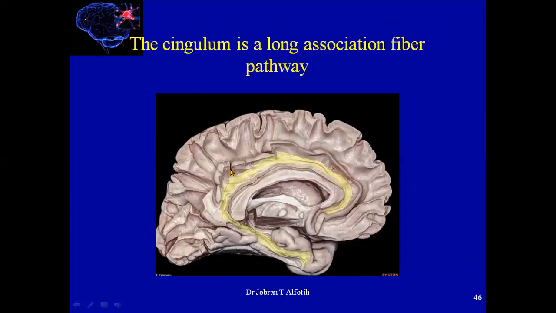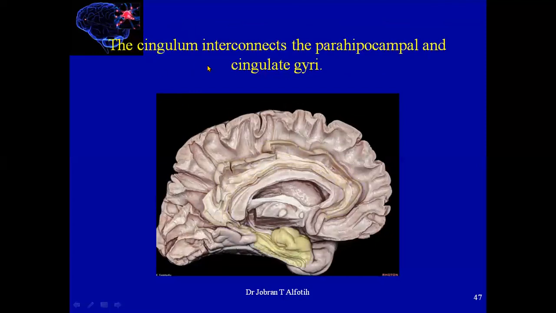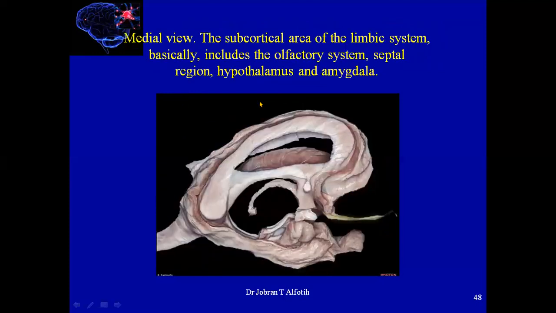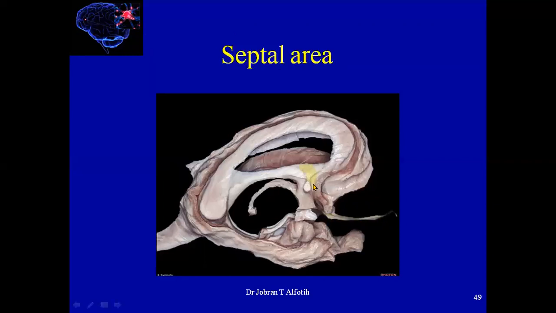This is the cingulum, a long association fibrous pathway. The cingulum interconnects the parahippocampus to the cingulate gyri. Here is a medial view. We see the subcortical areas of the limbic system, which basically include the olfactory system, the septal area here, the hypothalamus area, and the amygdala here. This is the olfactory system. This is the septal area, and this is the hypothalamus area, and this is the amygdala.